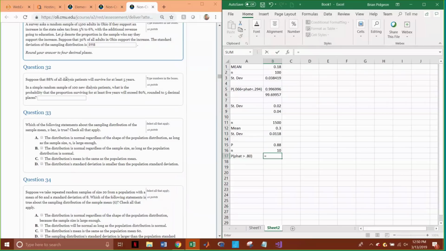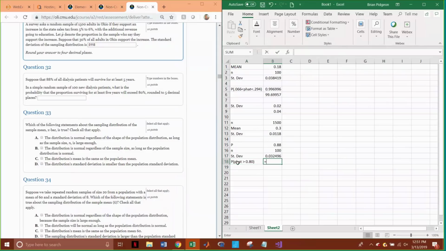But look at our probability statement. We're looking for greater than 0.8. We can't do that in Excel right now. We have to change it a little bit. So 1 minus norm dist. Actually, I'm going to calculate something first. I need to calculate the standard deviation. So the standard deviation first is the square root of p times 1 minus p all over n. I'll click that, but then change it to 100. There we go. So now we want to know the probability that p hat is greater than 0.8.